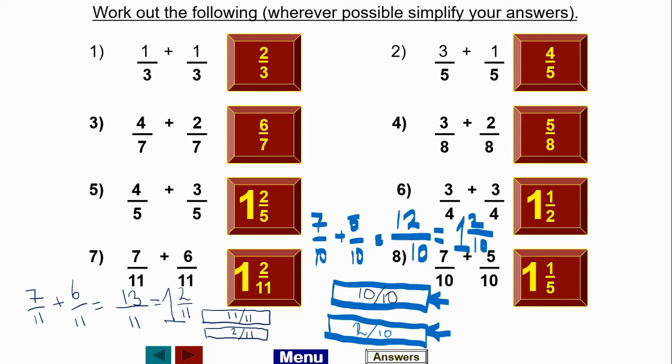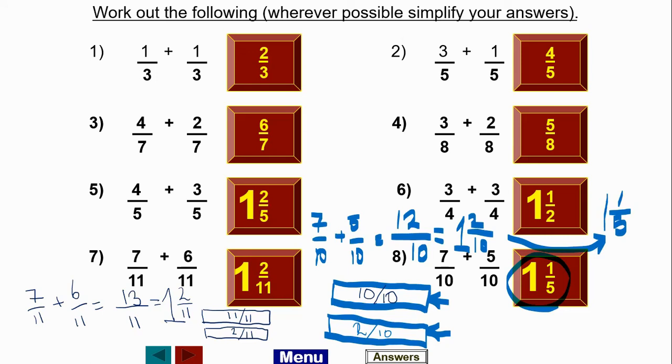But look, the answer here is 1 1/5. And the reason that happens, I have to go around this way. The reason that happens is I can cancel 2 and 10 because they're both in the 2 times table. And if I divide the top and bottom by 2, I would end up with the 1 1/5.